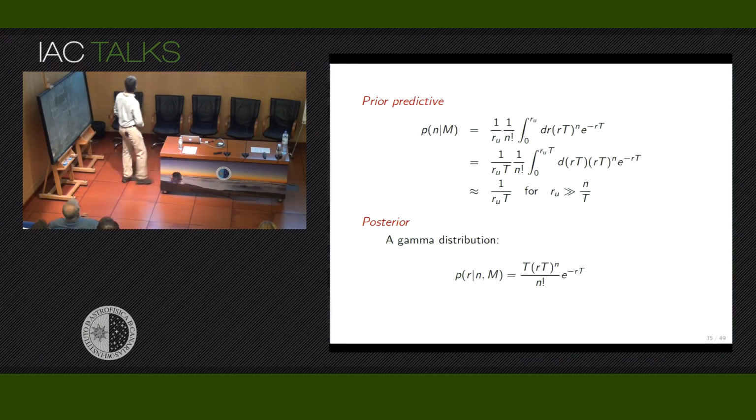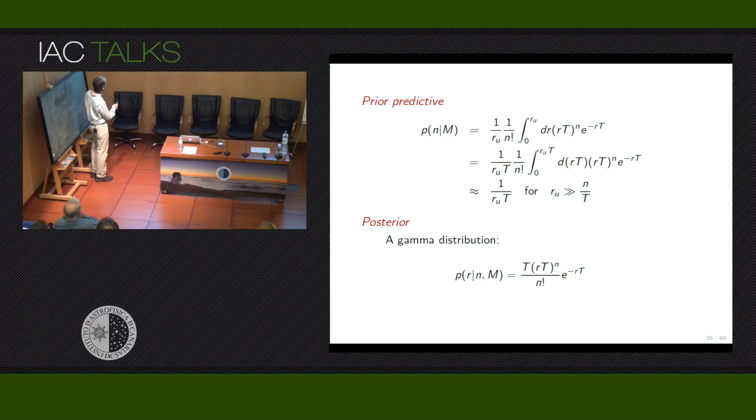So right now, let's just use the flat prior. Here's the likelihood function: expected number to the n, e to the minus expected number, over n factorial. The prior, here I did use a proper prior, going to r upper. So here's the integral. Now I inserted a t here and then divided by a t here.